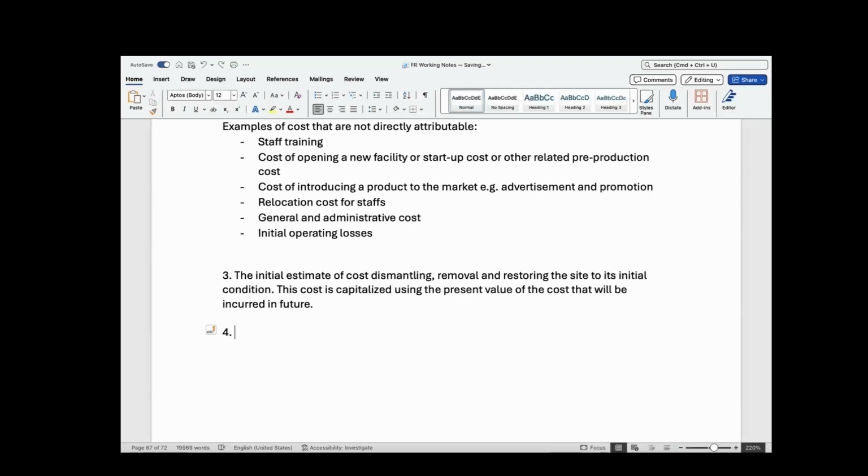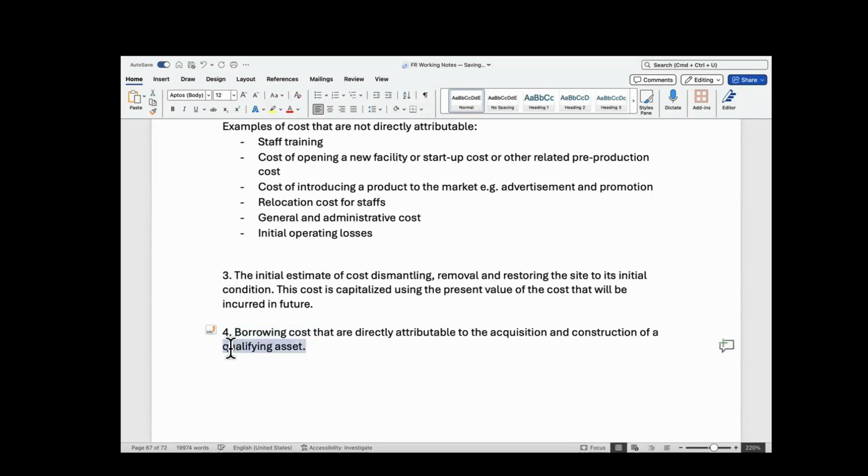And point 4 is borrowing costs, okay, that are directly attributable to the acquisition and construction of a qualifying asset. So qualifying asset is key here before you can capitalize a borrowing cost.